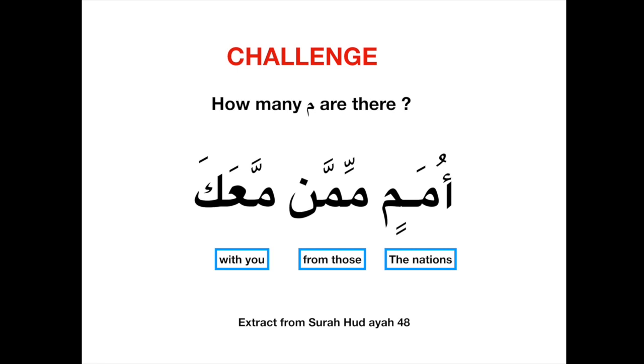All of these meems are close together, and yet they make up the meaning, "the nations from those with you." How many meems do you see? It's the only place in the whole Quran where there are this many meems all joined together. How many can you see? If you want to know the answer, stay tuned, keep watching, and inshallah you will find out.